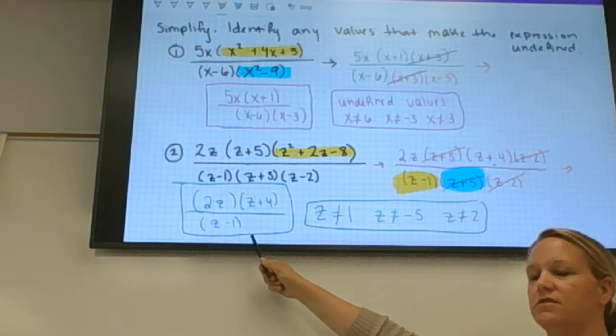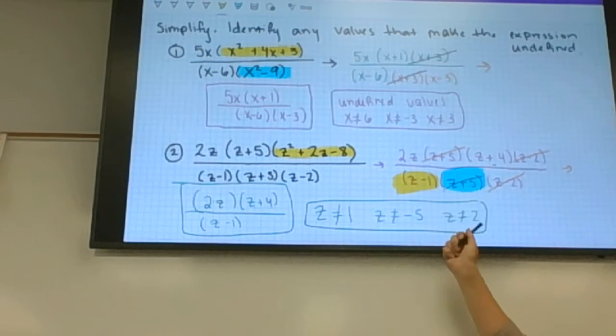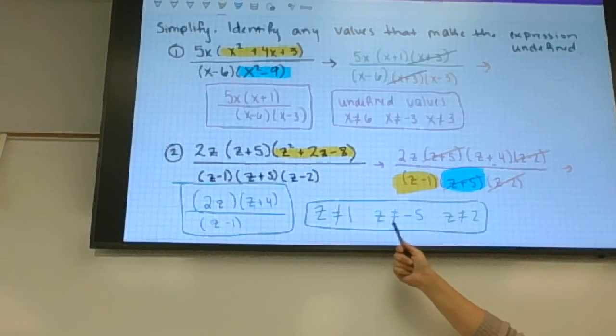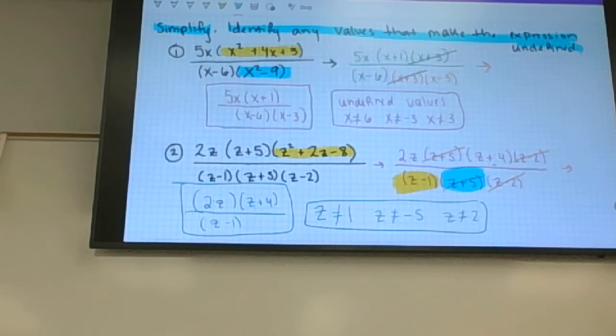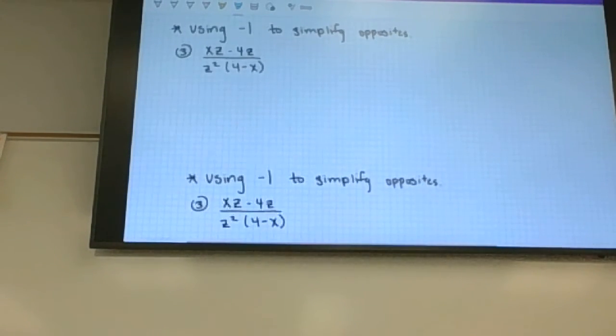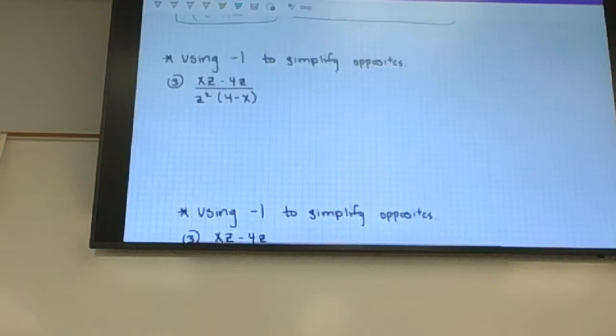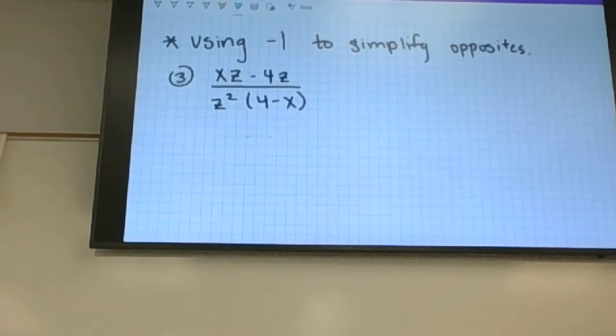This is the answer. This is simplified. These are the excluded values. Two parts to it, because there are 2 directions: simplify, and identify values that make it undefined. There are times where you'll have to use -1 to simplify. Opposites. If you observe perfect opposites, those can be reduced.